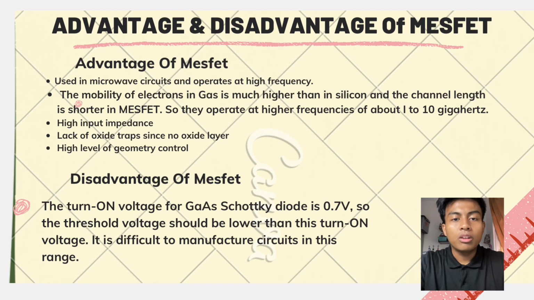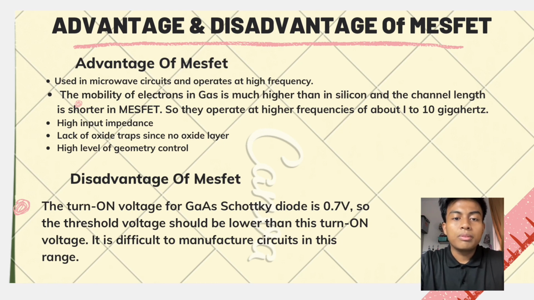Advantages and disadvantages of MESFET. First, advantages of MESFET: used in microwave circuits and operates at high frequency. The mobility of electrons in GaAs is much higher than in silicon, and the channel lengths are shorter in MESFET. So, it operates at the highest frequencies of about 1 to 10 GHz. High input impedance due to lack of oxide layer, thin non-oxide layer, high level of geometry control.